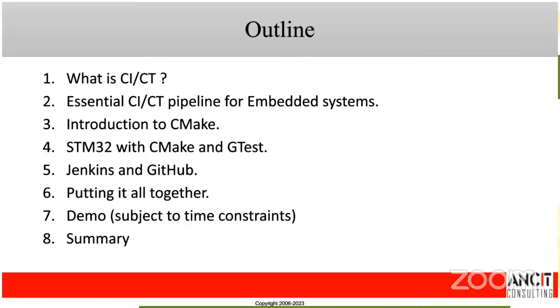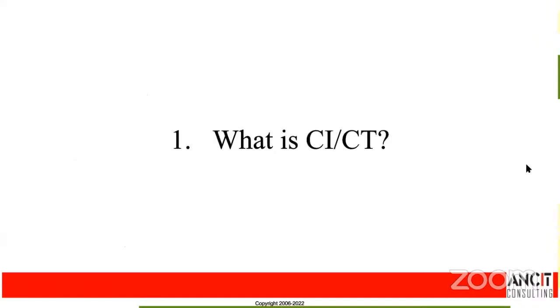After showing you this STM32 setup with CMAKE and GTest, I will give you a brief, not actually brief, an in-depth idea about Jenkins and GitHub. That's where most of the work happens. Then we will try to put it all together to see how it functions as an end-to-end system. And if time permits, I will give you a small demo of how this is implemented. I'll show you how exactly it works. I cannot show you how to set it up. That's a time-consuming process.